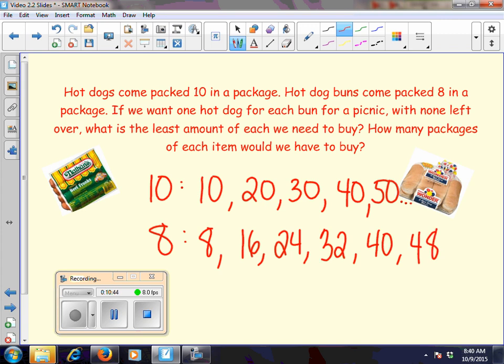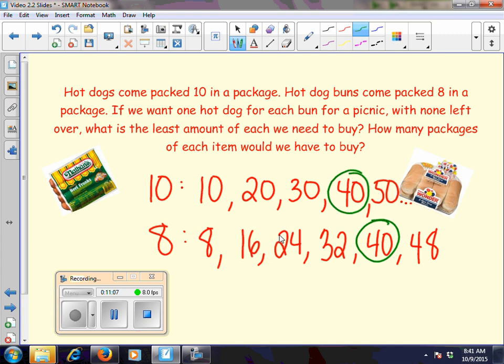I just noticed something, Miss Highland. What did you notice, Miss Abbott? Well, if I count by 10 hot dogs, I get up to 40. I can have 40 hot dogs, and then when I count by the buns of 8, I could also have 40 buns. So it looks like you're going to have to buy 40 hot dogs and 40 buns to have one hot dog per bun.